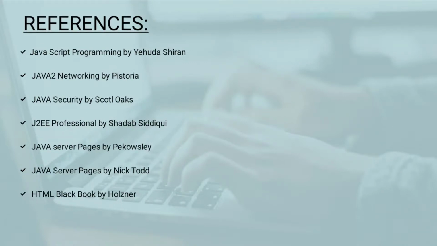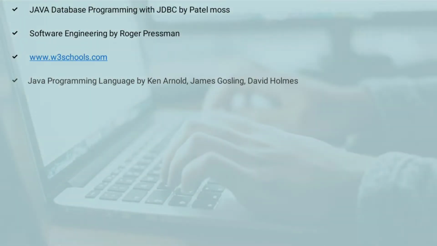Reference: JavaScript Programming by Yehuda Shiran, Java Networking, Java Security by Scott Oaks, J2EE Professional, Java Server Pages, HTML Black Book by Holzner, Java Database Programming with JDBC, Software Engineering by Roger Pressman, The Java Programming Language by Ken Arnold, James Gosling, David Holmes.